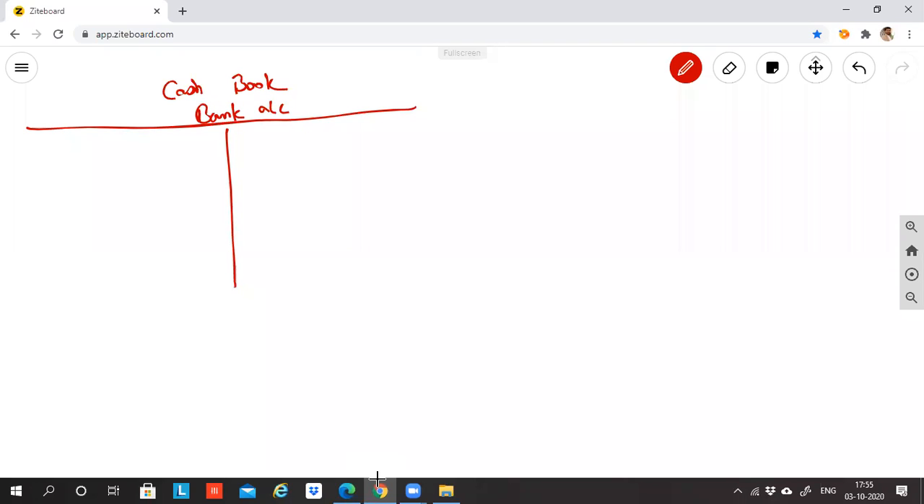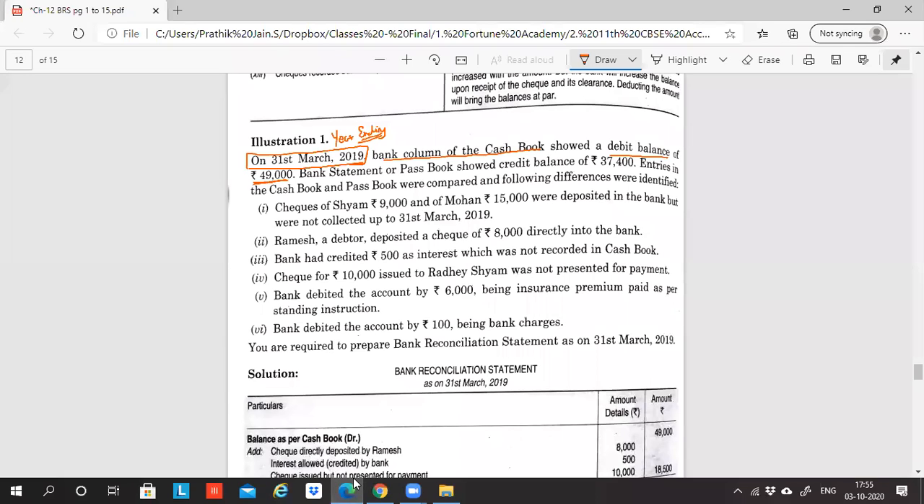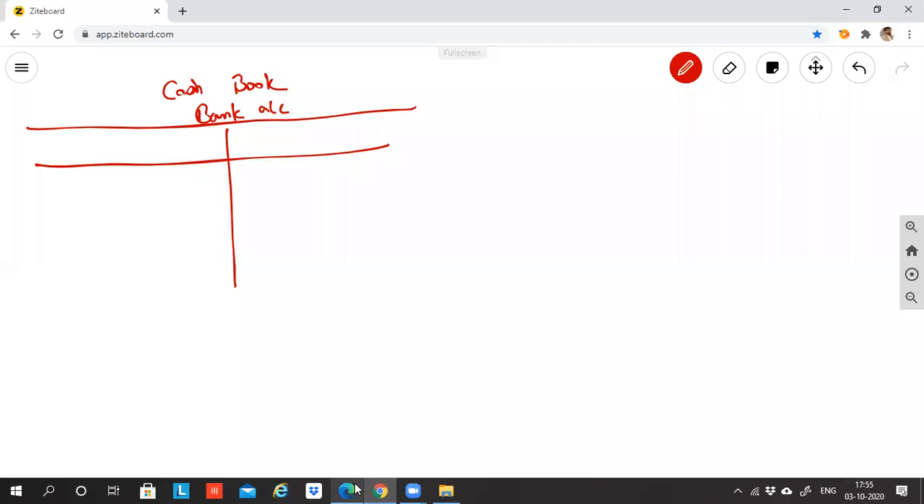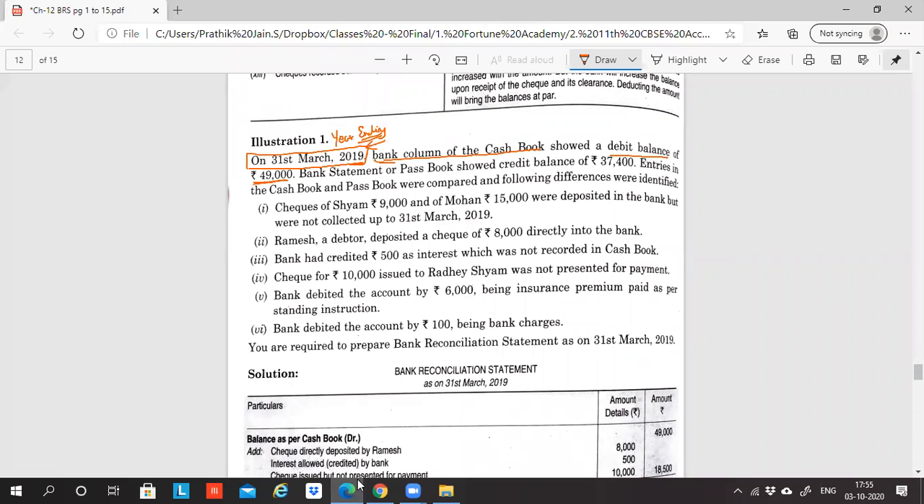So the balance brought down is 50... Not brought down, balance carried down. You're right about brought down, but we are in 31st March 2019. Only when you are in 1st April 2019 can you say it is a balance brought down. So basically, this bank column of the cash book showed a debit balance of 49,000.